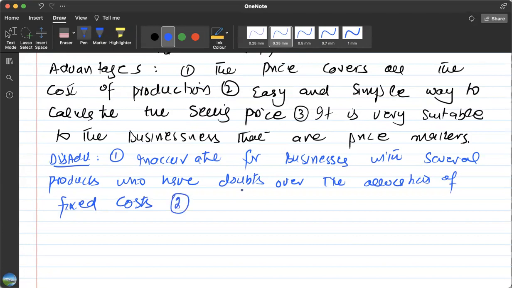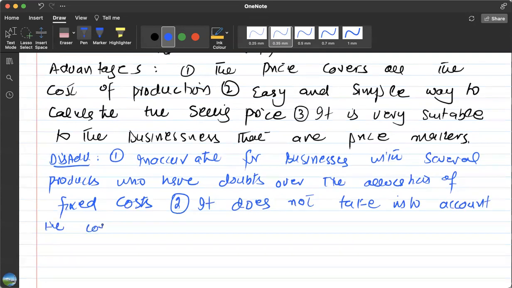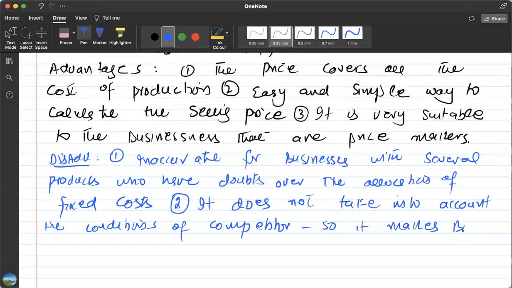Second, it does not take the competition into consideration, and sometimes it can make the business uncompetitive. For example, if you're charging too high a price as compared to your competitors, your products won't be sold because you will become uncompetitive in the market. It does not take into account the conditions of competition. So it makes business uncompetitive if they are charging too much price.